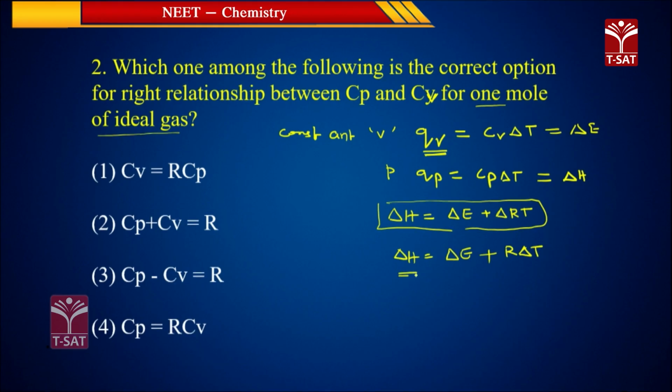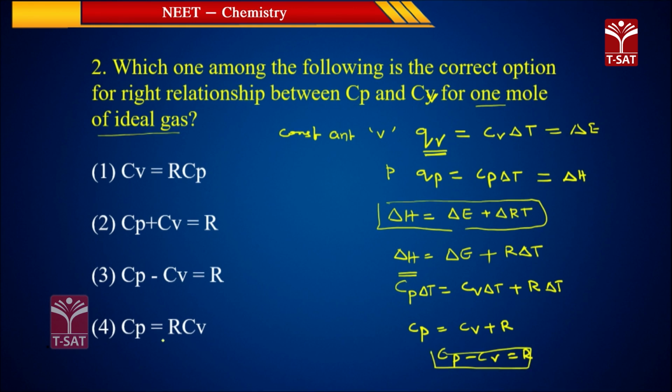So delta H we know, delta H is Cp delta T is equal to Cv delta T plus R delta T. If you take delta T common, this will be Cp is equal to Cv plus R. You can write Cp minus Cv is equal to R. Option 3 is correct.